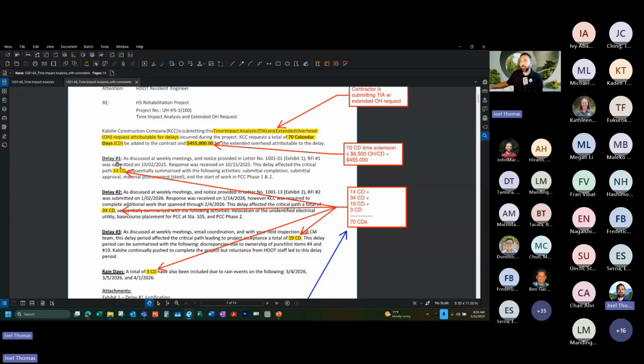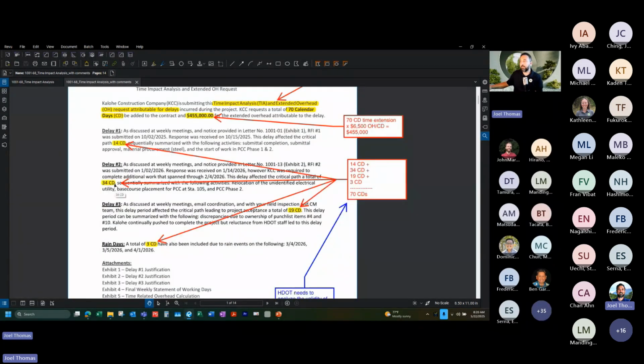Delay number 1, they were asking for a 14 calendar day delay. Delay 2 was a 34 calendar day. Delay 3 was a 19 calendar day. The 4th delay period was the rain days, where they had 3 calendar days. Now, when I counted all 4 of these up, I came up with 70. They're asking for compensation for all of this.